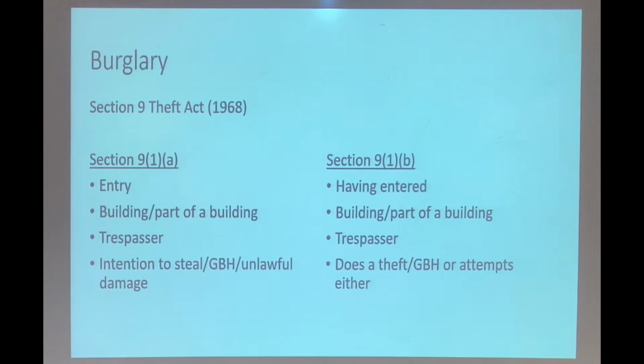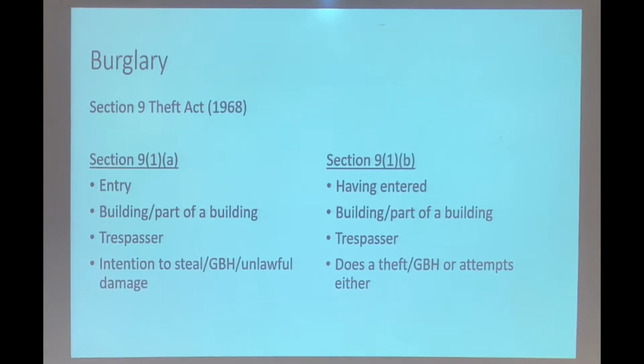It doesn't matter which one of those, you don't have to do all three, just the intention to do one of those three things. So Section 9.1a is literally, they commit 9.1a the moment they enter the building as a trespasser, if, when they enter that building as a trespasser, they have the intention to do one of those three things. They don't actually have to do anything. Literally, the criminal offence is entering the building as a trespasser with the intention. They don't have to then go on and steal anything. They're guilty of 9.1a at that moment.